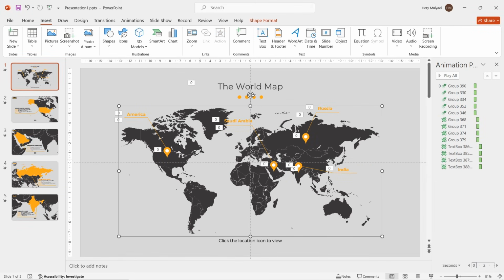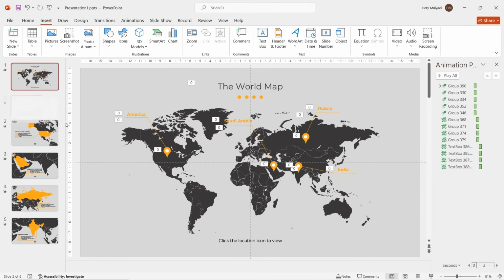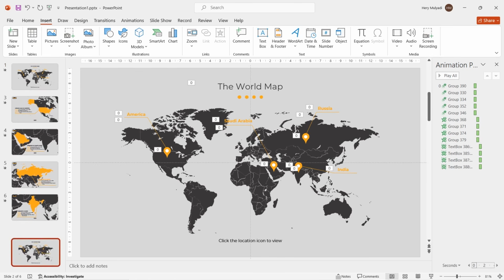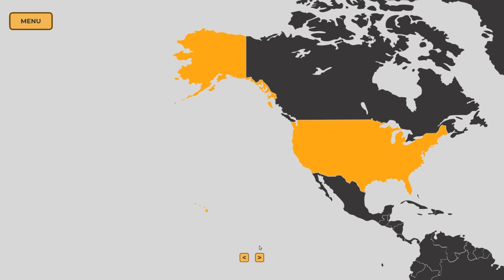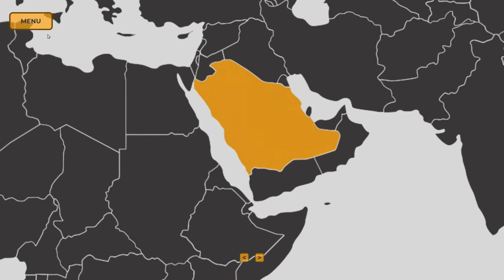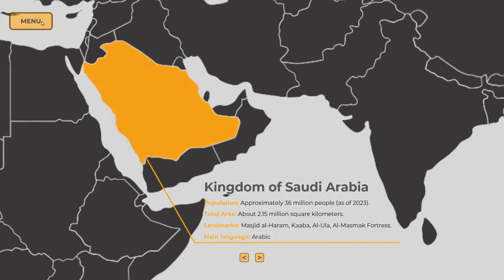Okay, we're almost done guys. Now, right click on the first slide and duplicate it. Put it on the last slide. We're done. Alright guys, this is how you can make the smooth world map animation in PowerPoint. Pretty cool, right? If you have some questions, feel free to ask me.